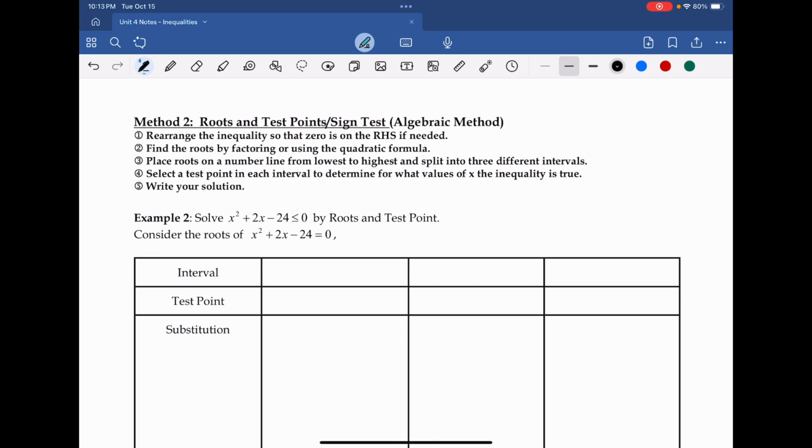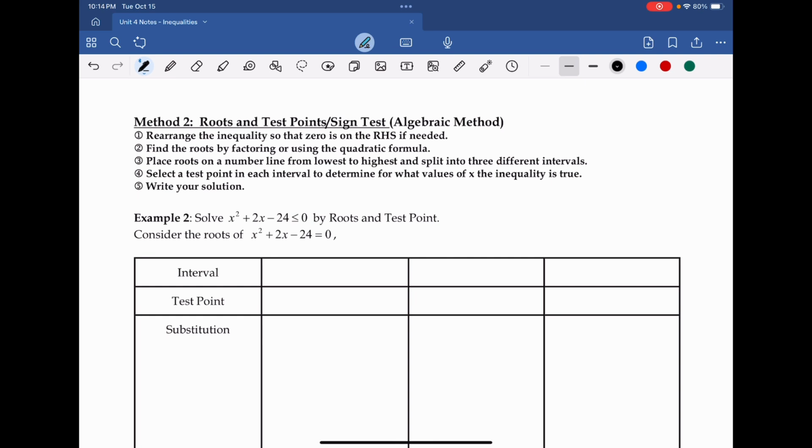Now, to do this, again, we want to rearrange the inequality so 0 is on the one side, specifically on the right, typically. We then want to find the roots by factoring or using the quadratic formula, which is an algebraic way of factoring. We're going to then place the roots on a number line from lowest to highest and split it into the different intervals. And then finally, we want to select some points that go between those intervals such that we can figure out what the sign is, or if the inequality would be true in those given regions.